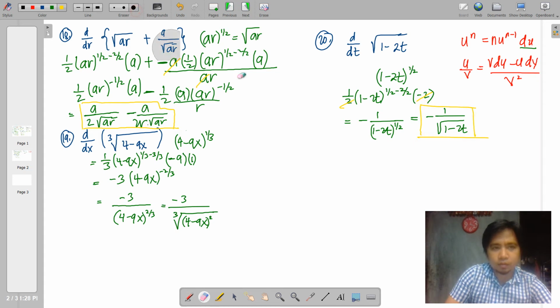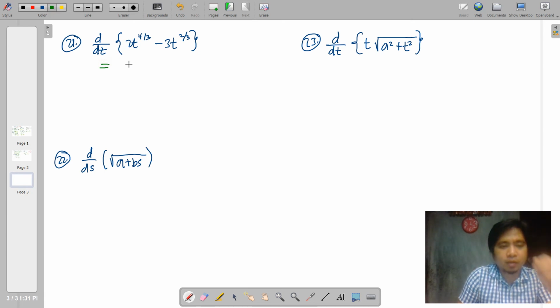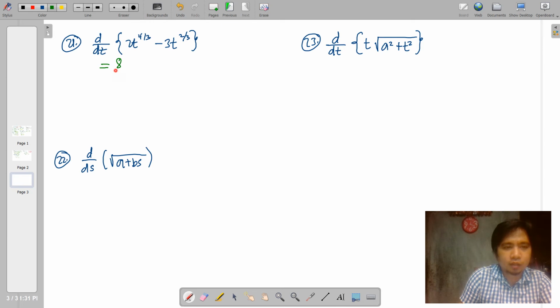Okay, so we try another set. For the 21st problem, we have a function in terms of t. We're going to derive that in terms of t. Again, this is an algebraic sum including exponential functions, so we do it directly. For the first term, there was already a 2 there, and the 4/3 comes down, so 4/3 will be multiplied with the 2. So it becomes 8/3 t.